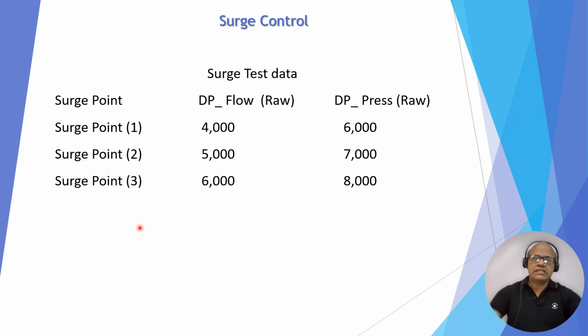Now the surge test, this is just an example to help you understand how the surge line and control line are run, and how surge control is configured. So let's say there are 3 points: surge point 1, surge point 2, and surge point 3. And DP flow after conversion, I'm showing only the raw data. Let's say this is the raw data for DP flow, and this is the raw data for DP pressure. For the first point, we have 4,000 and 6,000. For the second point, the DP flow is 5,000 and the DP pressure is 7,000. For the third point, it is 6,000 for DP flow and 8,000 for DP pressure. This is just a number for understanding purposes.